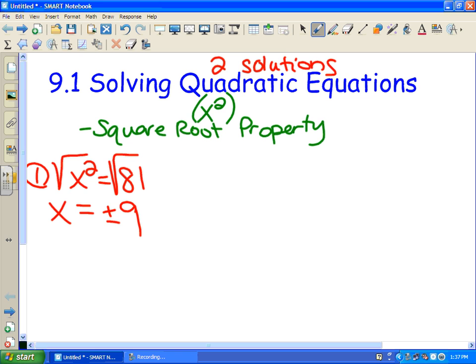Pretty much anytime you introduce a square root into the problem, and by that I mean there wasn't a square root in the problem originally, but you had to use a square root to solve the problem, then there should be a plus or minus. This works because 9 squared is 81. 9 times 9 is 81. And then negative 9 squared is 81. Negative 9 times negative 9 is 81.